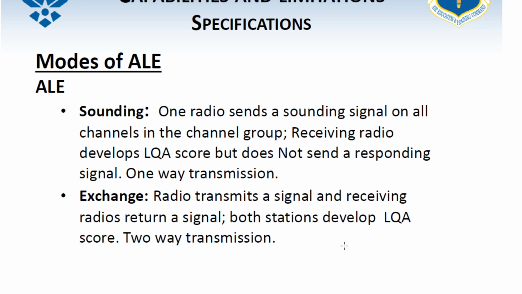So we've got sounding in ALE. We're talking about that still. Sounding is when one radio sends out a sounding signal on all channels in the channel group. The receiving radio develops the LQA score but does not send a responding signal. It is one-way transmission. Exchange is when a radio transmits a signal and the receiving radios return a signal. Both stations develop a link quality analysis score, and it is a two-way transmission.